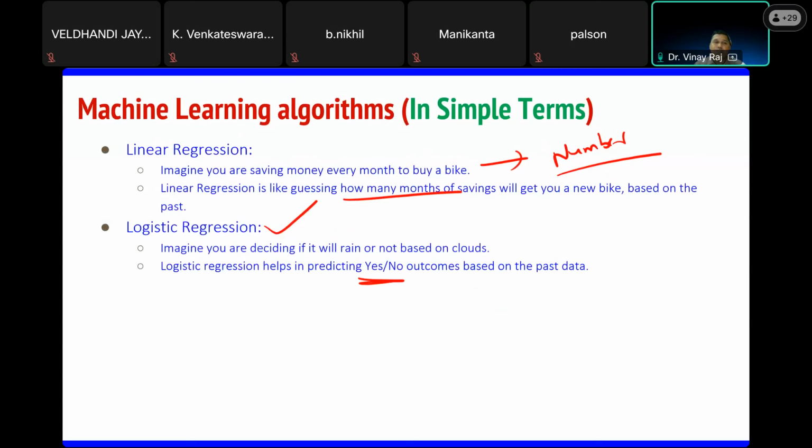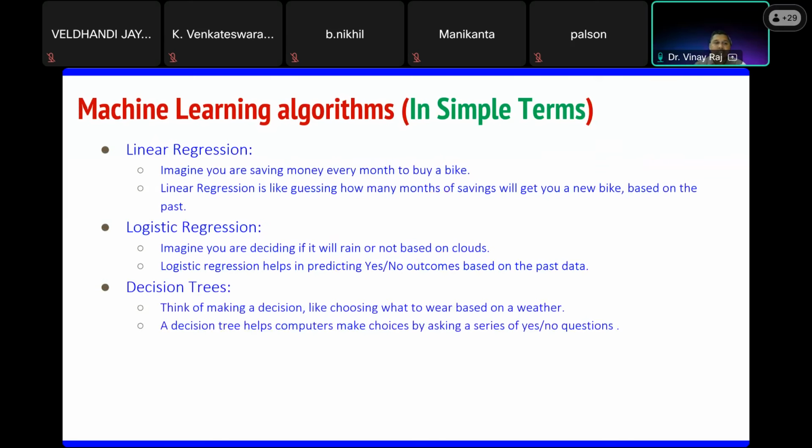I hope you understood the difference between linear regression and logistic regression. In logistic regression, you are deciding if it will rain or not based on the clouds. So this will help us in identifying a yes or no output. So these two terms. Next, decision trees. What is this decision tree? How is it built, what technique is used?